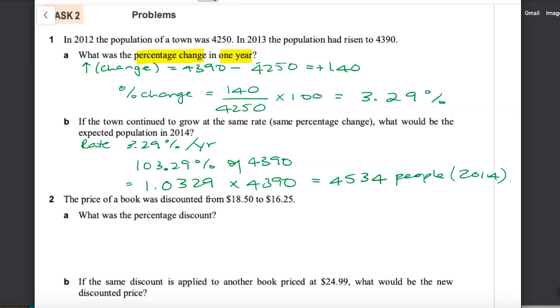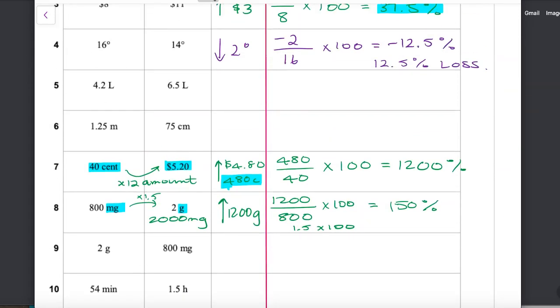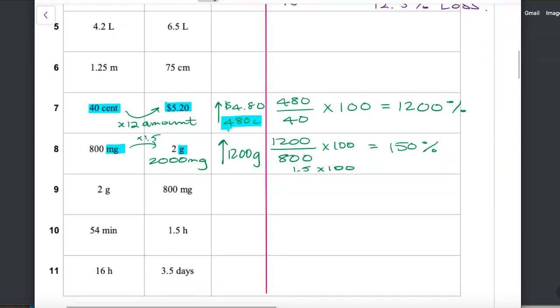This type of percentage change is often used when we're trying to work out what percentage a company has made as a profit or what percentage a company has made as a loss. So going back to our first table, what I'd like you to do now is pause the video and have a go at questions 5, 6, 9, 10 and 11 and come back and check your solutions and then continue with the questions in your worksheet.